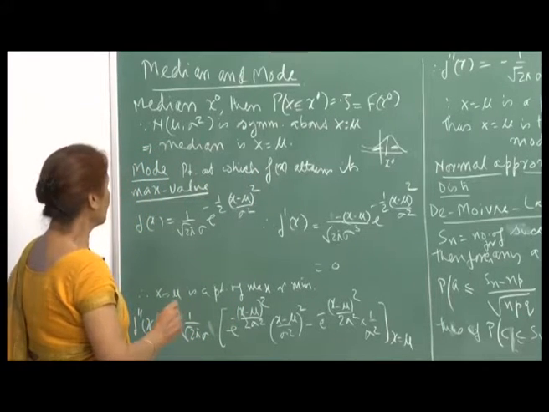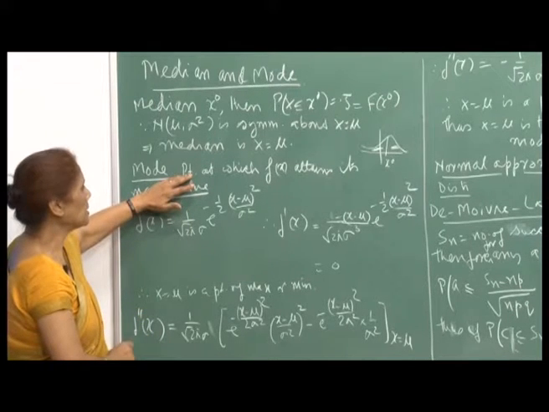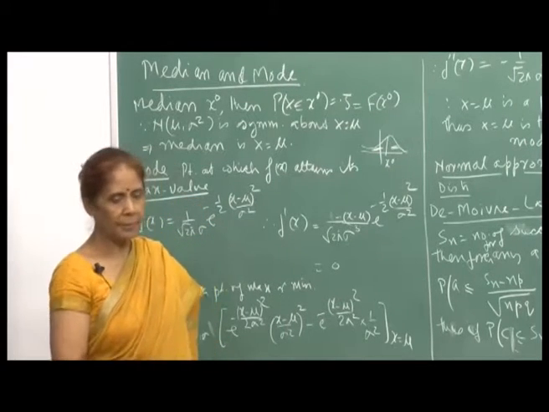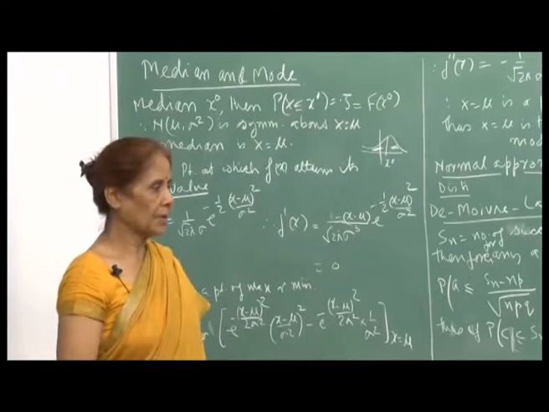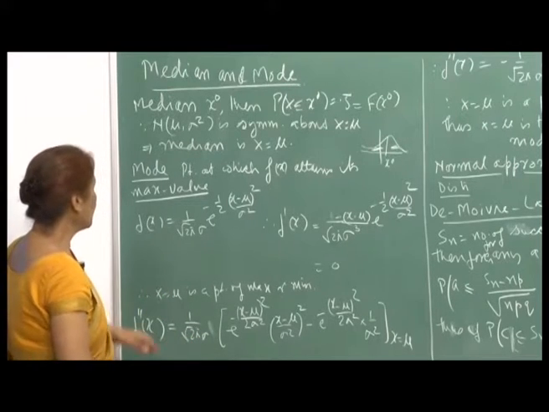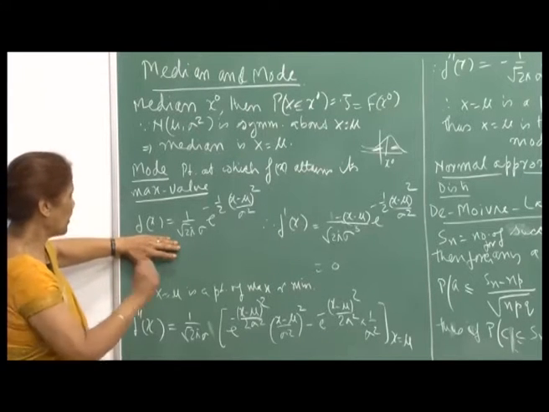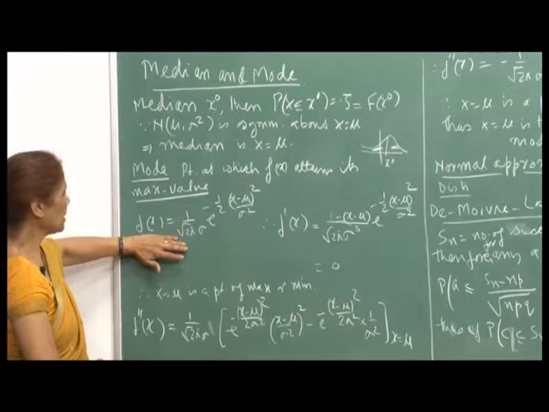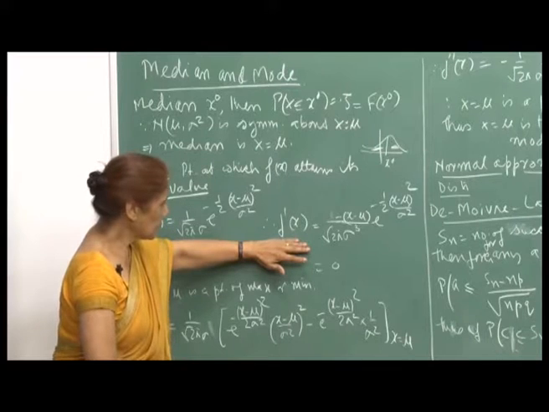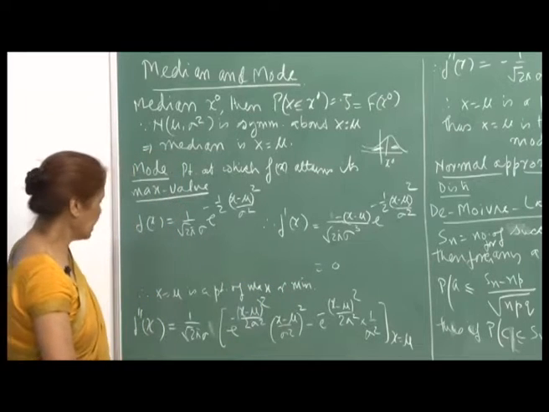Now, to obtain the mode, this is the point at which f(x), the probability density function, attains its maximum value. We did this for the binomial also, remember, where we found the number at which the random variable attains its maximum probability. So, now in this case we will have to find the value of x at which this function attains its maximum value. This will be done by differentiating it, finding the critical points, and putting the derivative equal to 0.